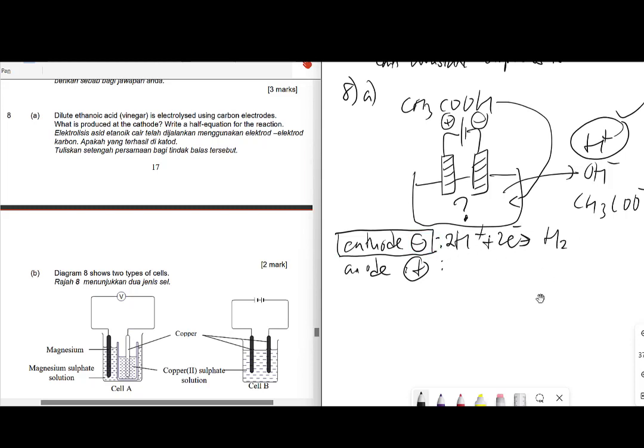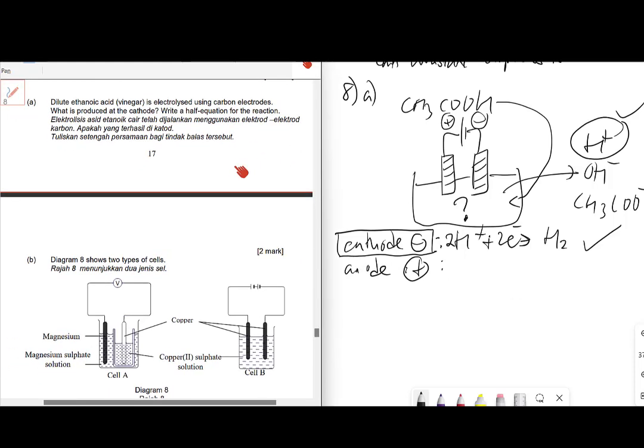So the 1 mark actually comes from here. Can you see or not? Because this one comes with how many marks? They say it should be 2 marks. So another one will be the name. Apakah yang terhasil di cathode? They want you to tell what is produced. So you can see the answer here. What are you going to produce? So you just write the name. So we are going to get hydrogen gas. So these are the 2 marks.